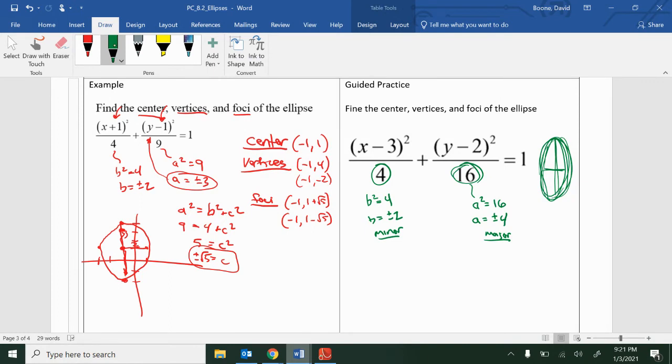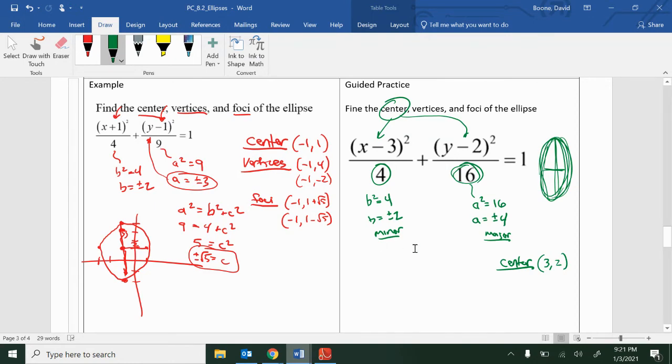Again, I think the easiest piece to identify is the center. You have to do that anyway. And that's just the adjustments that we made right here. So my center is at that opposite of negative 3, which is 3, and opposite of negative 2, which is 2. So my center is at 3, 2.